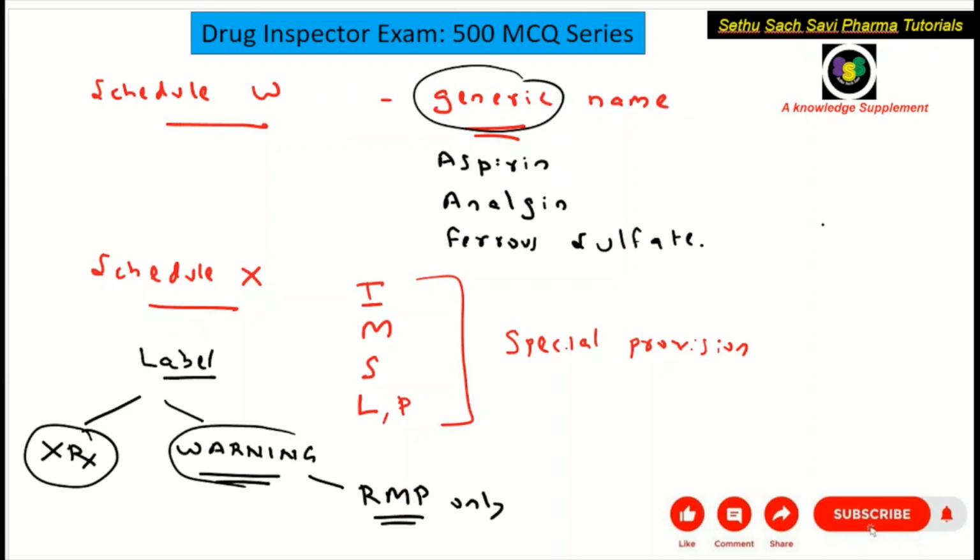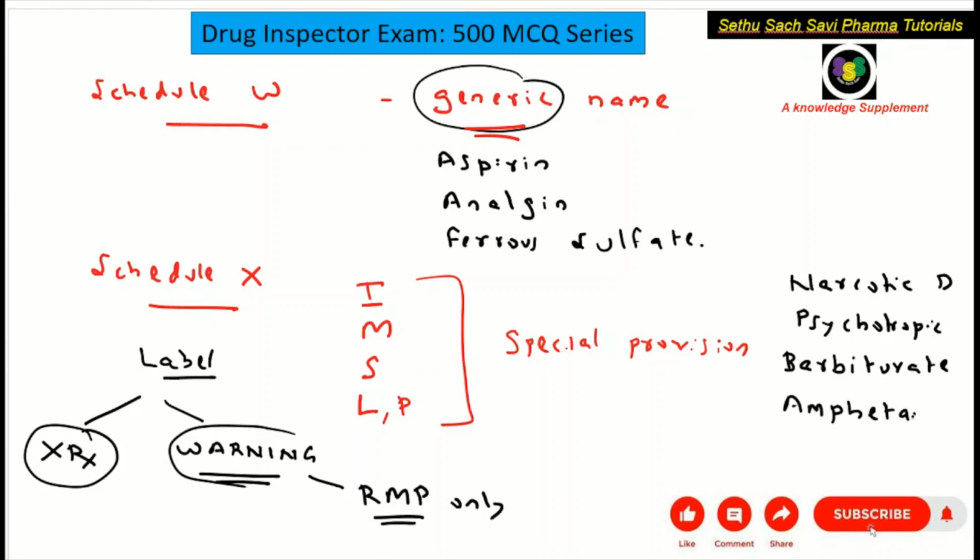The examples of Schedule X, you know: narcotic drugs, psychotropic drugs, then barbiturates like phenobarbital, methylbarbital, then the CNS stimulant like amphetamine, the dissociative anesthetic called ketamine. So these are some of the important examples you need to remember with respect to Schedule X. So let's move on to the next question.